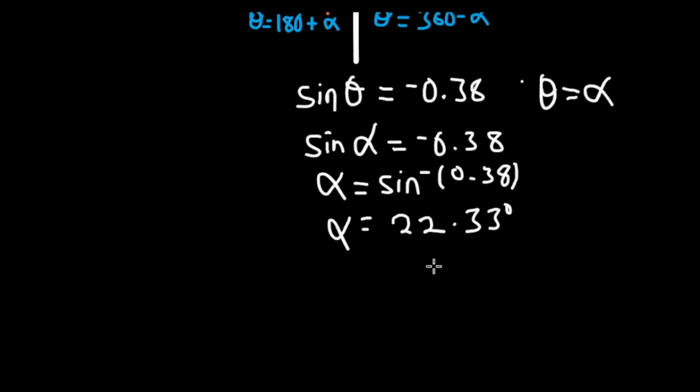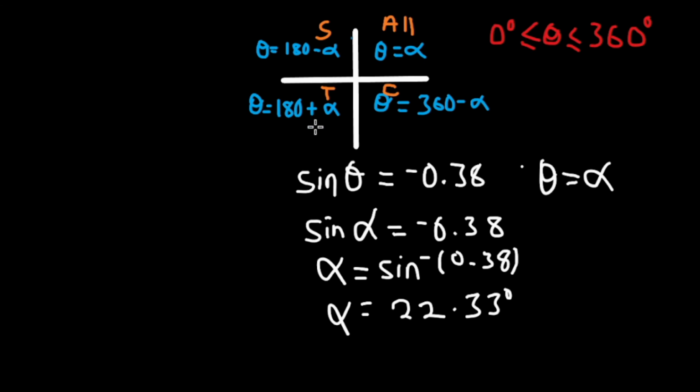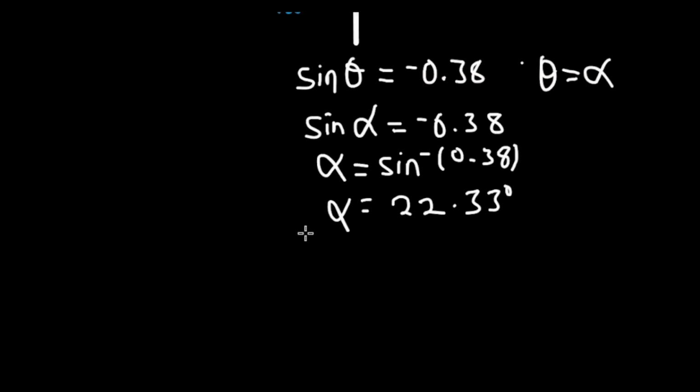So what you need to understand is that our other answers are where sine is negative. Sine is negative in this quadrant and that other quadrant. This implies that our answer has to be added to 180 and subtracted from 360. We don't want where sine is positive, hence that isn't an answer for theta.